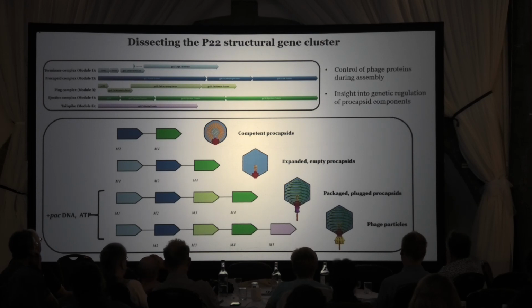And so by dissecting up the genome, we're able to fully control which proteins are present during assembly. And also, we gain some insight into the genetic regulation by teasing those interactions apart, by dissociating them and genetically unlinking them.